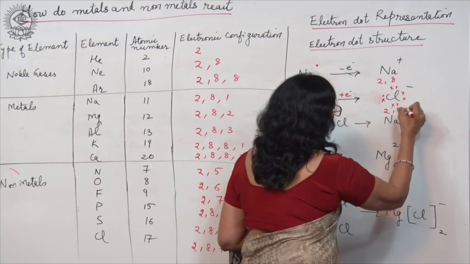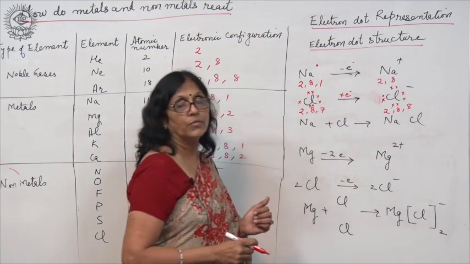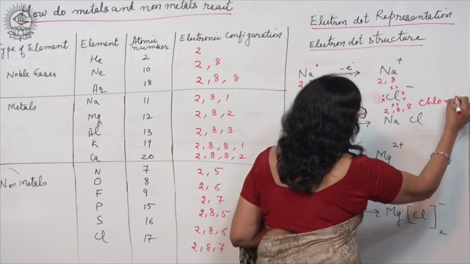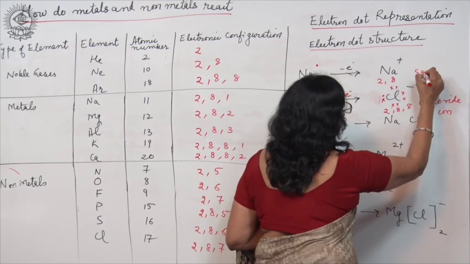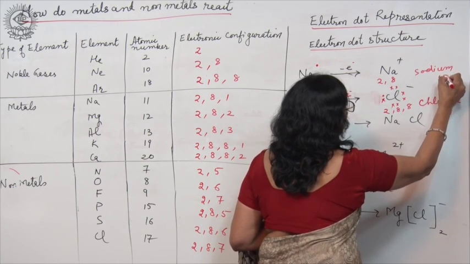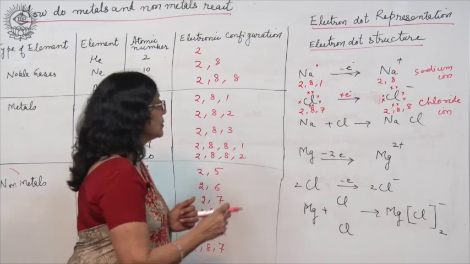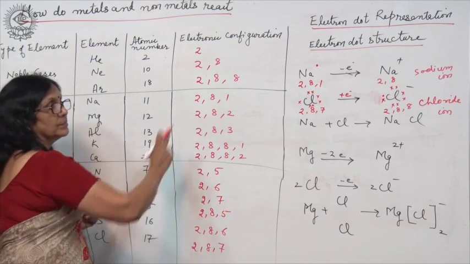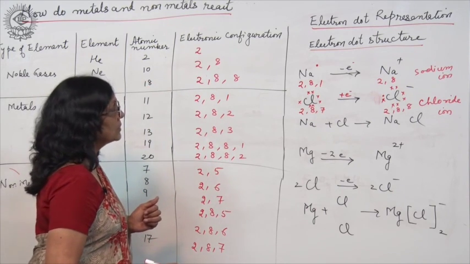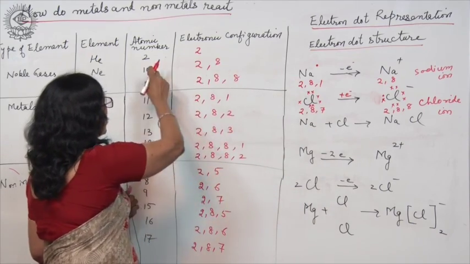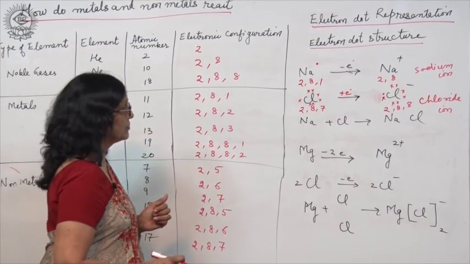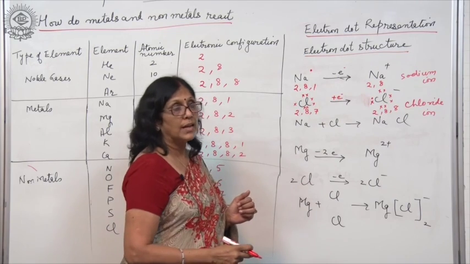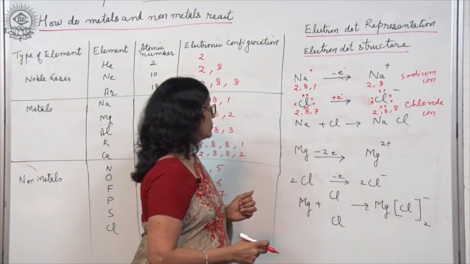What is the electronic configuration of chloride ion? Now, it is chloride ion, and this is of course sodium ion. Chloride ion has attained the configuration of argon, inert gas argon, noble gas argon, and sodium ion has attained the configuration of neon gas. Now, because the number of electrons are now more, chloride ion also gets a unit negative charge.